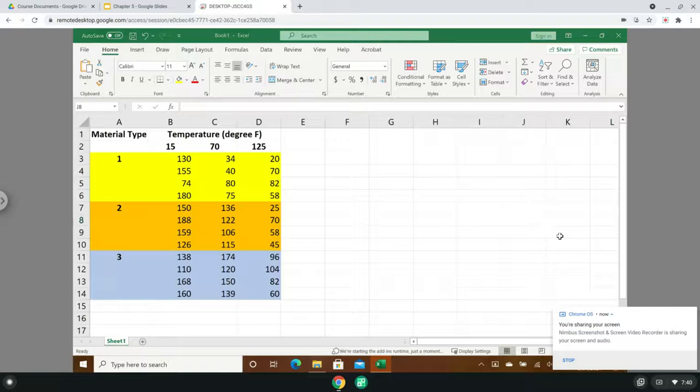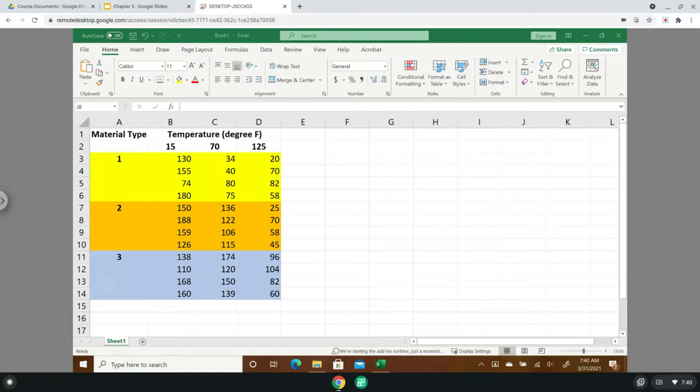In this video, we are going to learn how to perform two-factor analysis of variance in Excel. In particular, we are going to focus on three things: number one, how to perform analysis of variance, number two, how to perform residual analysis, and number three, how to perform post ANOVA comparison of means. And we will focus on the Tukey test.